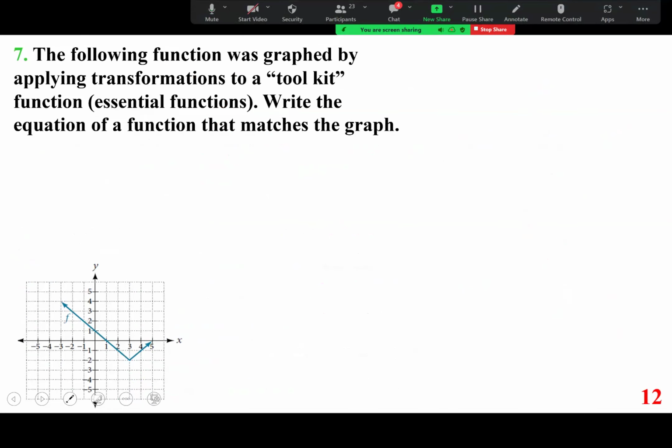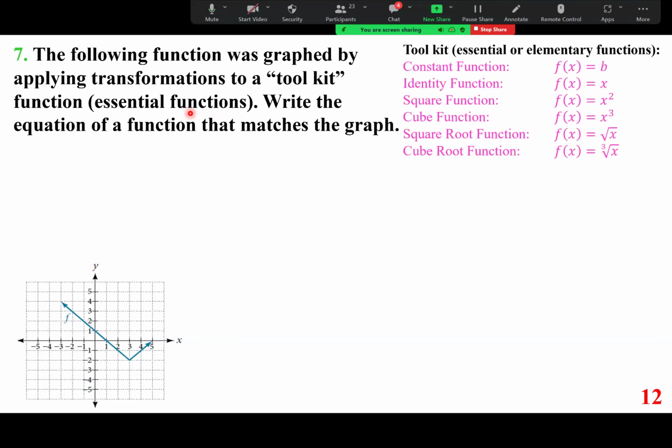Now the following function was graphed applying transformation to a toolkit function. When we say toolkit function, essential function, basic function, you're supposed to know a bunch of them: f of x equals b, a constant, f of x equals x, or f of x equals x squared, or x cubed, or square root of x, or cube root of x. You should know all those functions and their graphs.